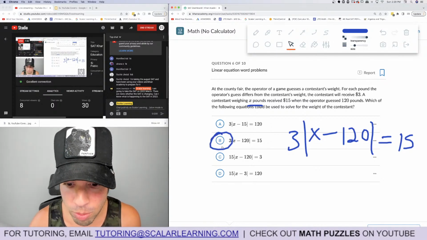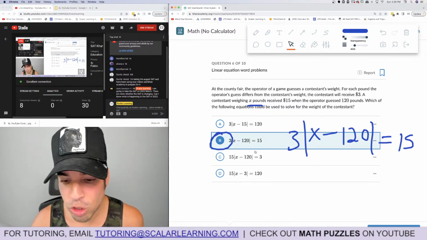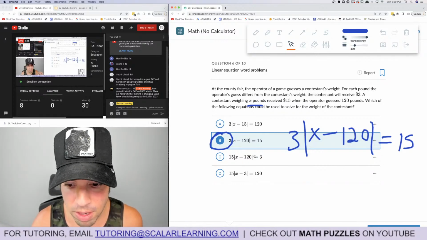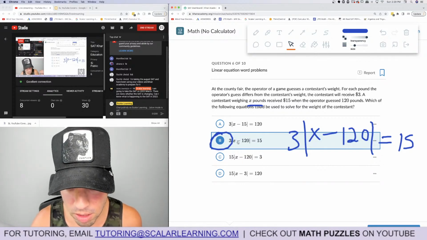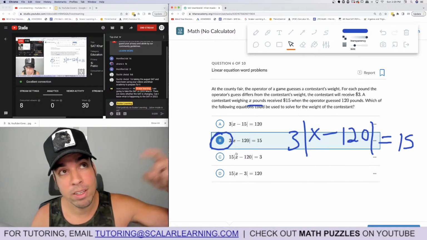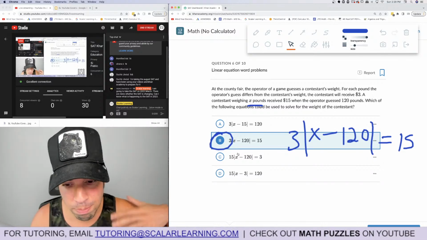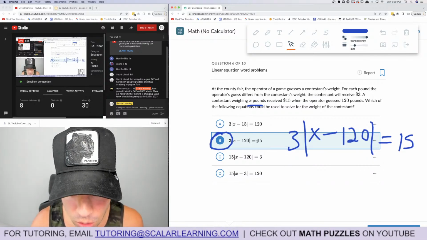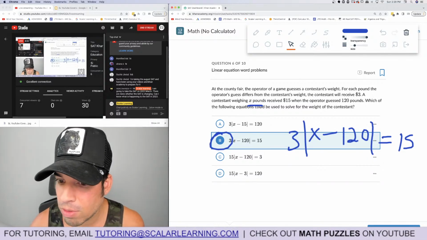The other thing you could do is say, I know the answer is 5, so which one of these, when I solve it, gives me 5? And you would see, yeah, this is the only one. The answer would be 115 or 125, but the difference should be 5. And this is the only one that gives me 5 for the difference.